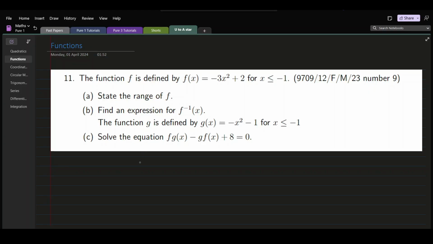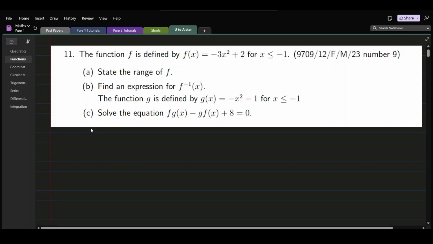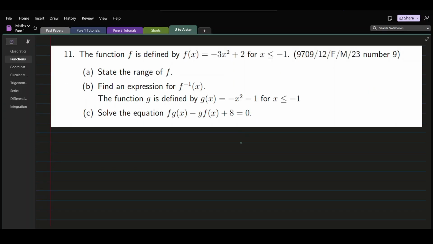The function f is defined by f of x is equal to negative 3x squared plus 2 for x less than or equal to negative 1. Part A, state the range of f. Okay, so if we want the range of any function, it's easier to just sketch the function and then determine its range. So I'm going to draw our Cartesian plane with our x-axis here.